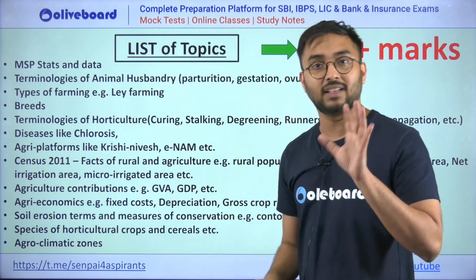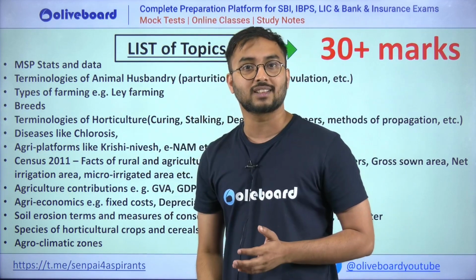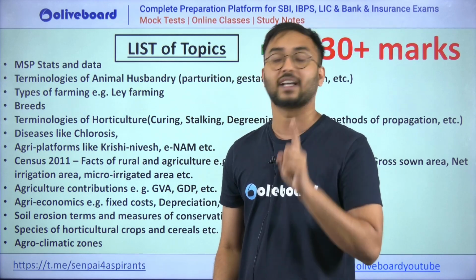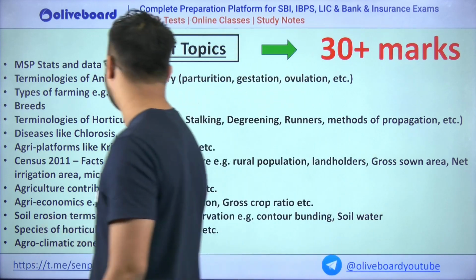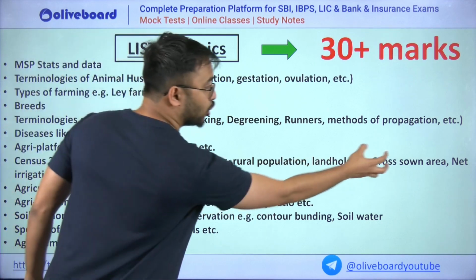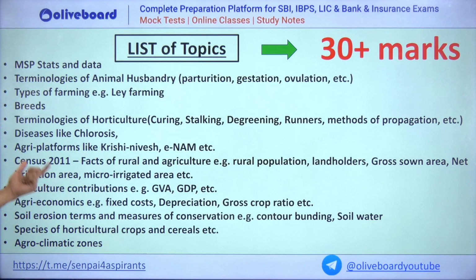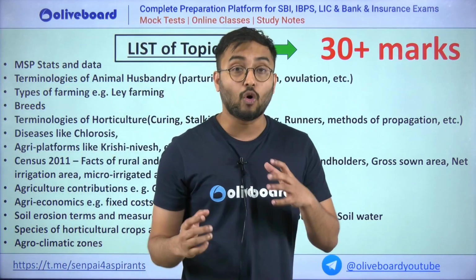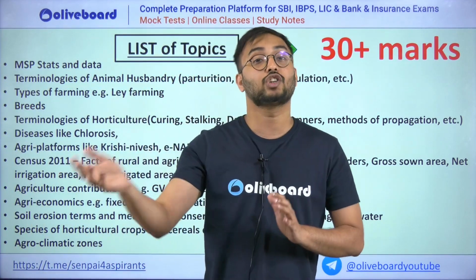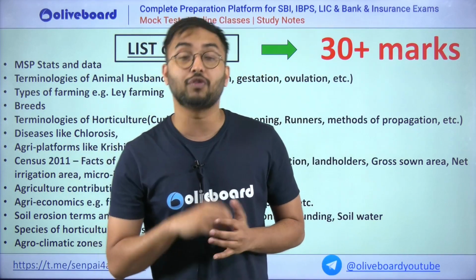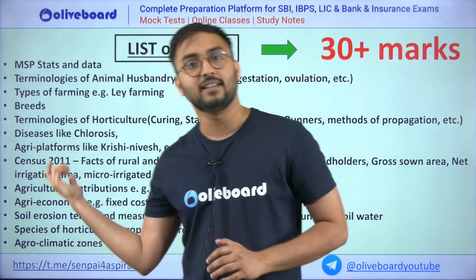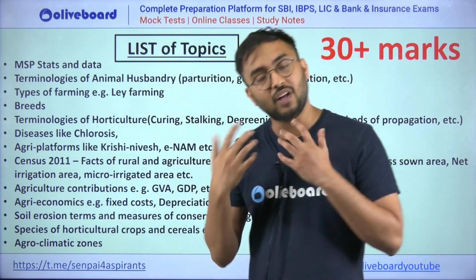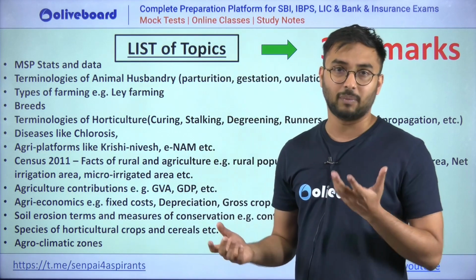Census 2011 data, but will you read the whole of the census data? No, only the data which is associated with the crucial context of agriculture. For example, how many landholders are there in the country? Simple. How much gross sown area is there in the country? Then irrigated area, micro irrigated area, rural population, how much rural population is there in the country? How much of the female population is employed in agriculture in rural areas? What is the literacy of the female population in the country? Such data is there in the census. You have to do this important data because Nabard alternately will ask it, because rural development is a major chapter.